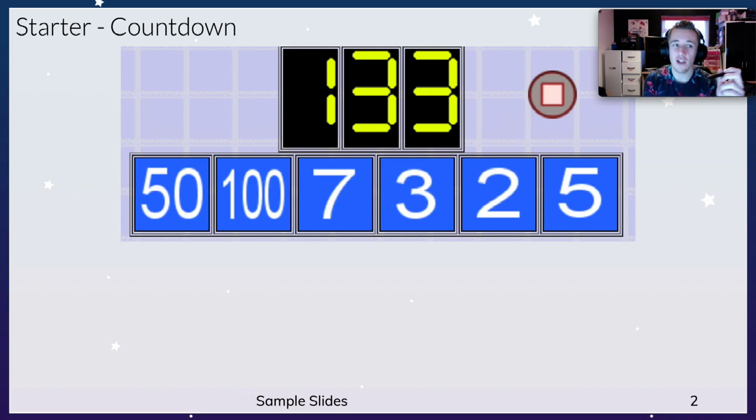We're going to start with something slightly different today. We're going to start with a game of countdown. Now, for those of you that don't know how countdown works, what you have to do is use the numbers in blue to try and make the number in yellow.